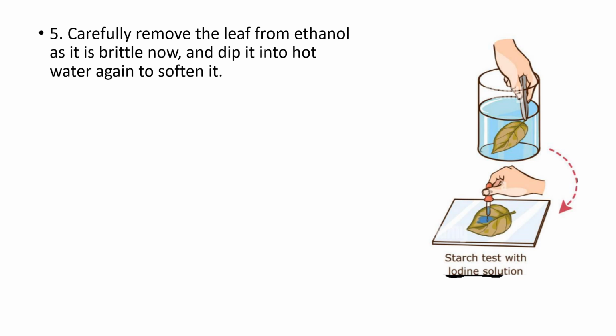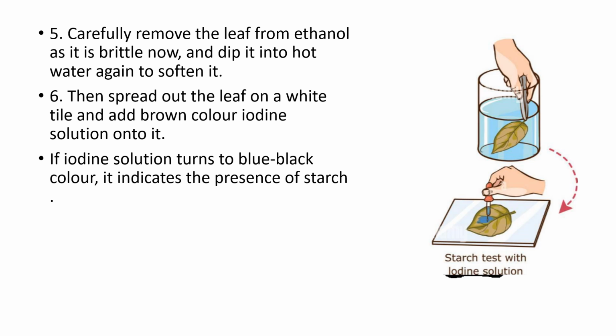Carefully remove the leaf from the ethanol as it is brittle now and dip it into hot water again to soften it. Then spread out the leaf on a white tile and add brown color iodine solution onto it. If the iodine solution turns to blue-black color, it indicates the presence of starch.